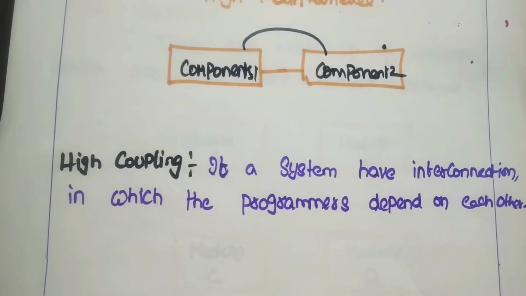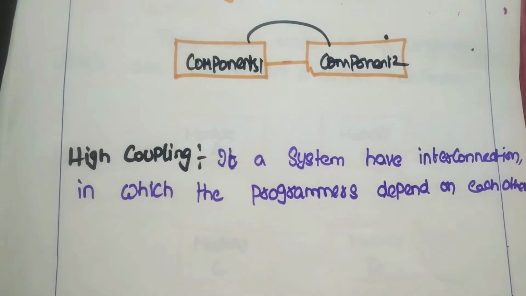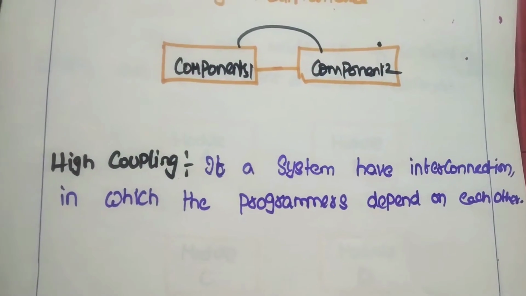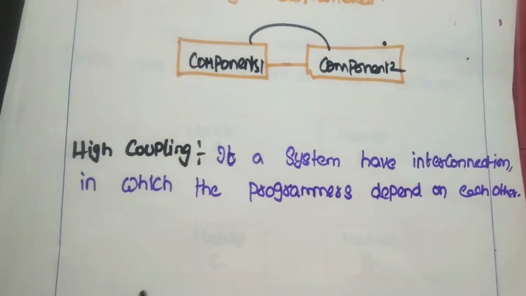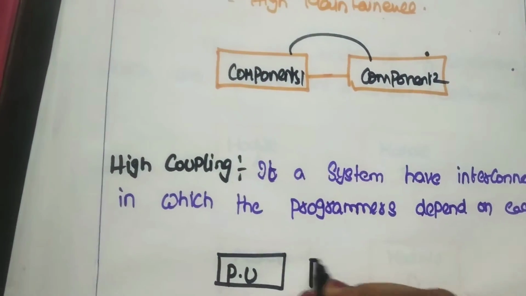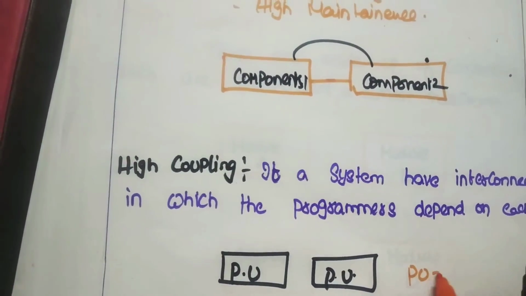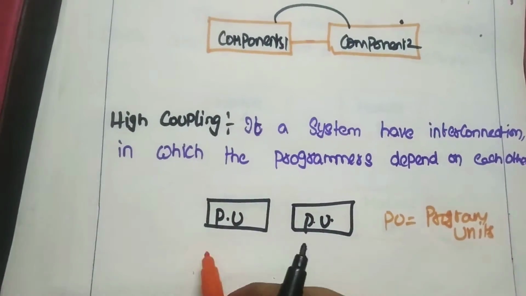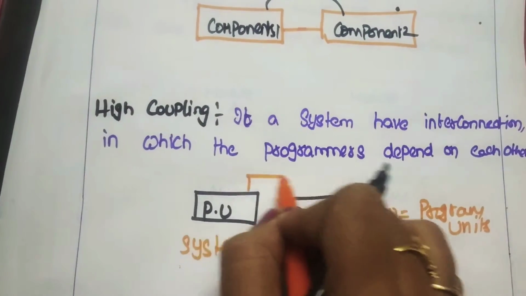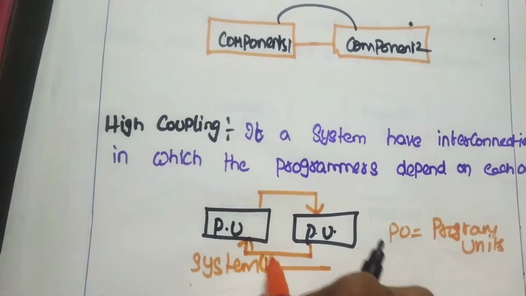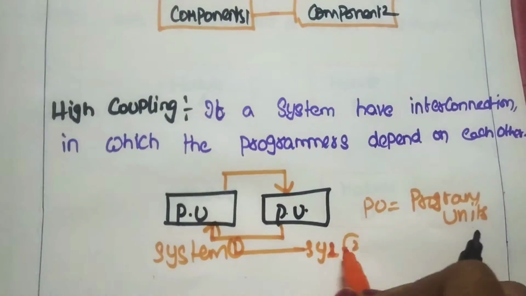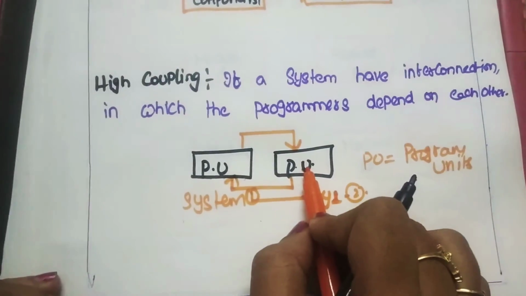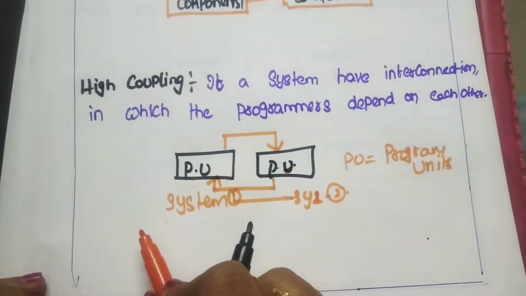If a system has interconnection in which the programs depend on each other. Suppose I'll explain. When you say the systems are highly coupled, there is interconnection between the program units. PU indicates program units. Program units means one system depends upon the other system. System 1 depends on system 2 and system 2 depends on system 1. So it is highly coupled because they are dependent on each other. That way it is called coupling.